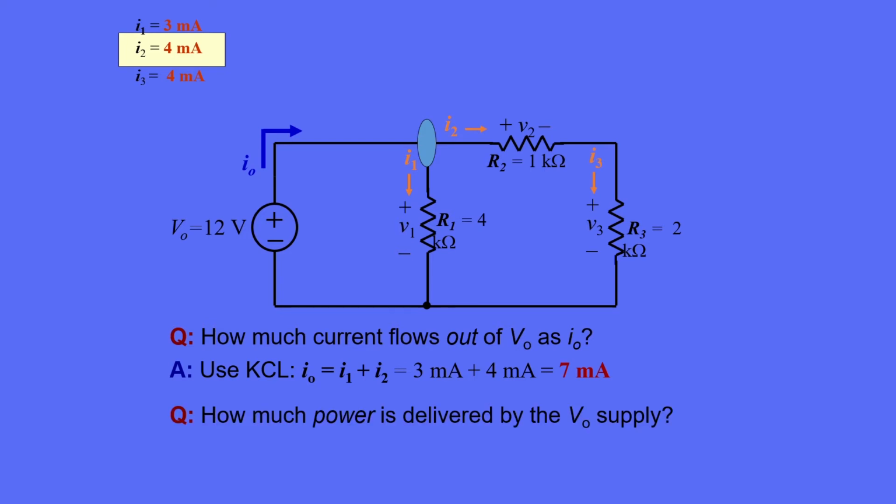Here's another question. How much power is delivered to the circuit by the V0 supply? We find the answer by multiplying the voltage V0 times the current I0. The answer is 84 milliwatts, or 0.084 watt. We're now going to talk about voltage division. It's a property of resistive circuits.